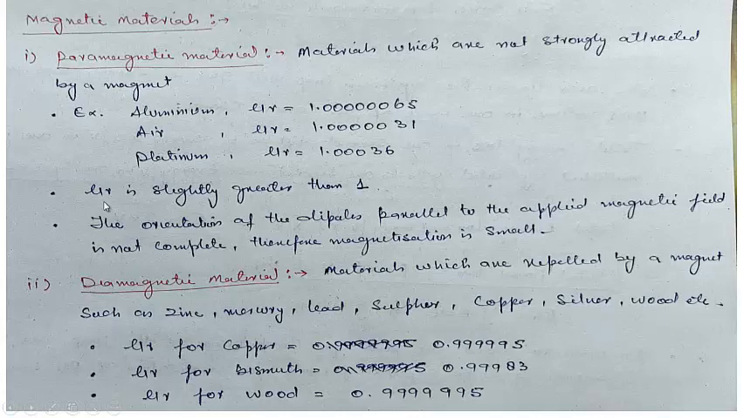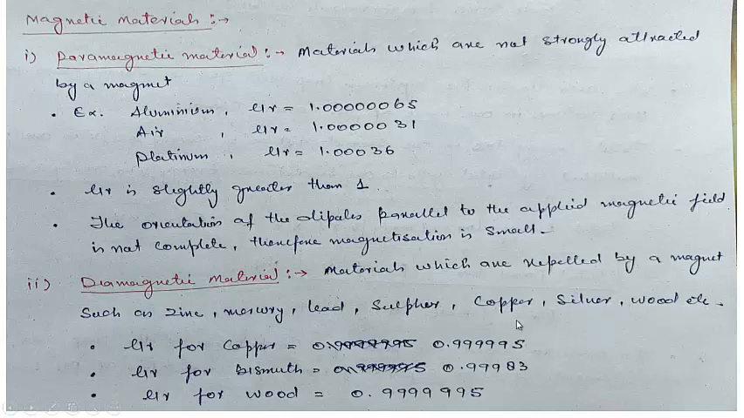So what I mean to say is this: for a paramagnetic material, this mu r is slightly greater than 1. And in this case, the orientation of dipoles parallel to the applied magnetic field is not complete. It requires a lot of magnetization to make it complete. So in that case, its magnetization is very small at practical values of the current. Similarly, diamagnetic materials are repelled by the magnet, such as zinc, mercury, lead, sulfur, copper, silver, wood.